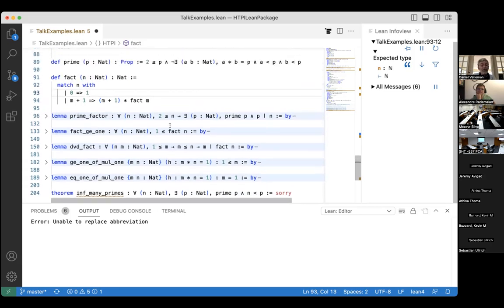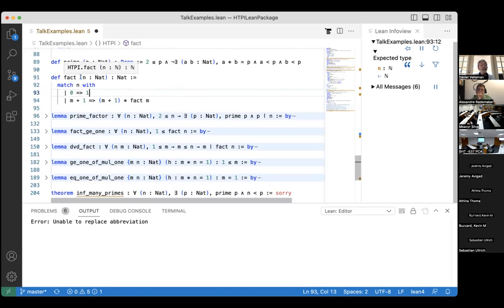And so I've got a bunch of stuff here above it. First of all, I have the definition of prime. To say that p is prime means it's at least two, and you can't write it as the product of two smaller numbers. The usual proof of this theorem, the way I'm used to proving it, is to use the factorial function. And so I've put the definition of the factorial function here as well.